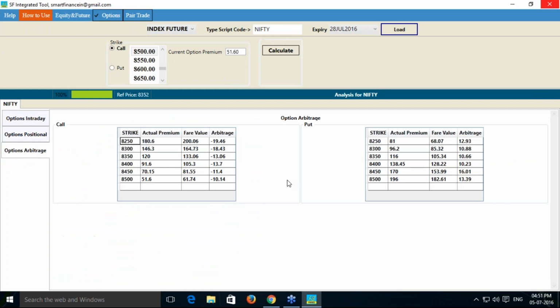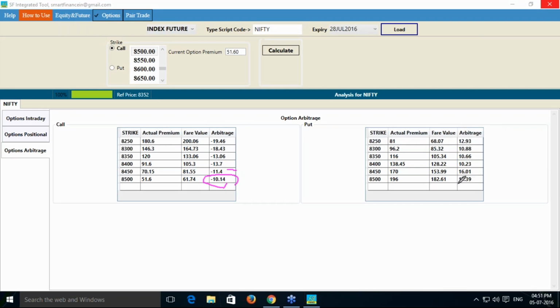There is another concept for arbitrage also: which options are highly priced or overvalued and which options are undervalued. This is also one of the automatic scanners you can get. Our 8500 actual premium is 51 rupees 60 paisa. It should be trading at 61.74. So the call option is 10 rupees undervalued, and the put 8450 is also 11 rupees undervalued. Whenever these options are undervalued, you will get this value in the negatives. When it is overvalued, you get it in the positives.